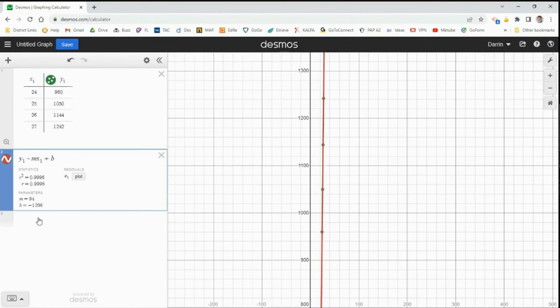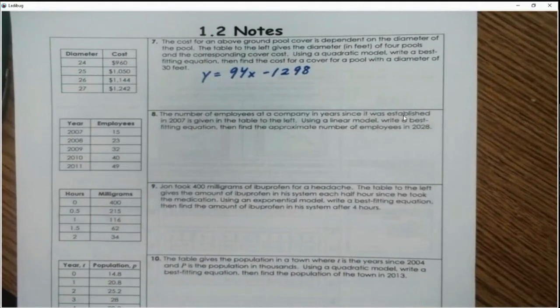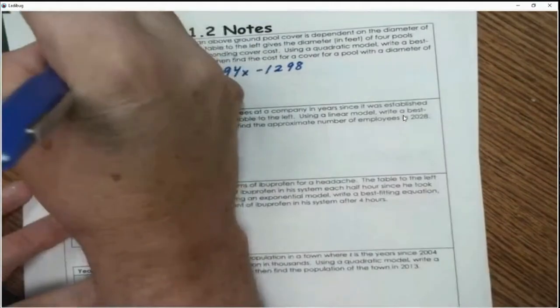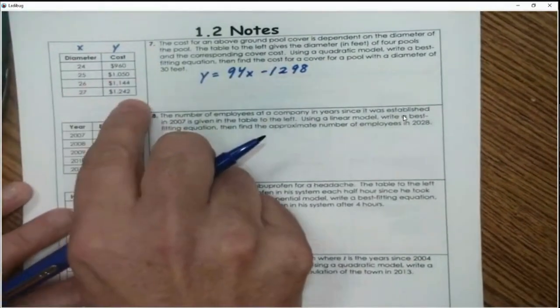So let me write our equation on here. y equals 94x minus 1298. Okay, so that gave us our equation. Now we need to find the cost of a cover for a pool with a diameter of 30 feet. Well, this is our x, and this is our y. So if the x is 30, what is the cost?